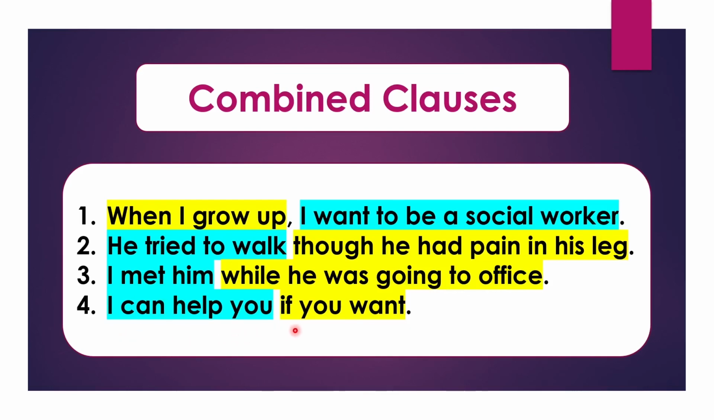I can help you if you want. So I can help you, here we are getting subject I and can is working as the main verb. So this is giving us a complete meaning and this is an independent clause. But if you want, here it is incomplete. We are using if. So we can easily understand this part is a dependent clause and this is depending on the independent clause. So everyone, I hope your concept on phrase and clause and their different types is clear now.